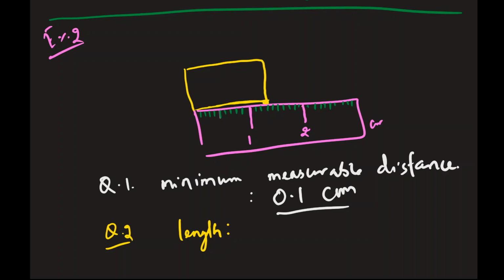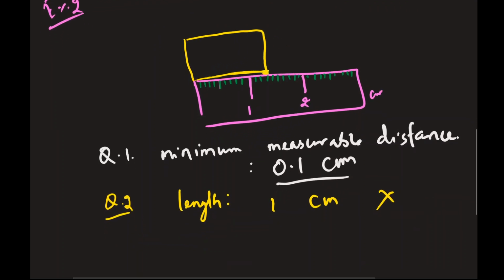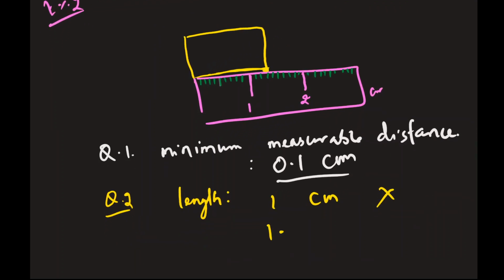Any answer? Pause for a second. So is it 1 centimeter? If I say 1 centimeter, then it's not correct, right? So can I say 1.3 centimeters? Yes, 1.3 centimeters is the distance that I can say I'm absolutely sure about. If I look here, maybe I should just redraw this one.